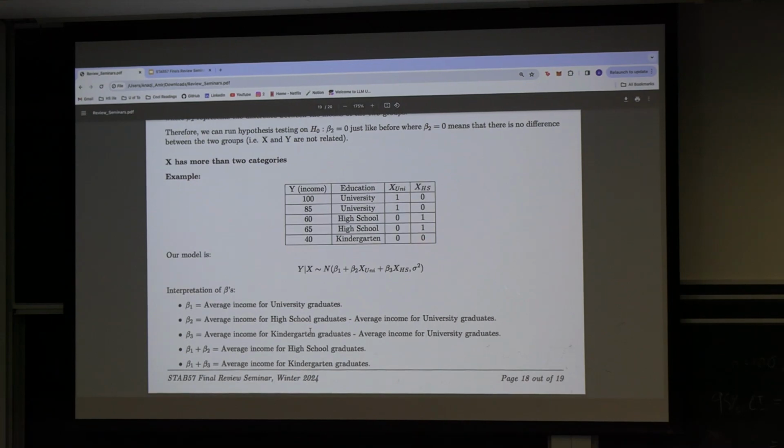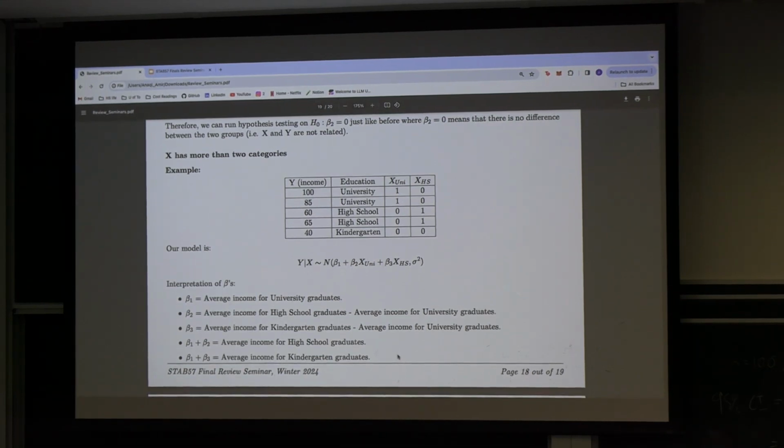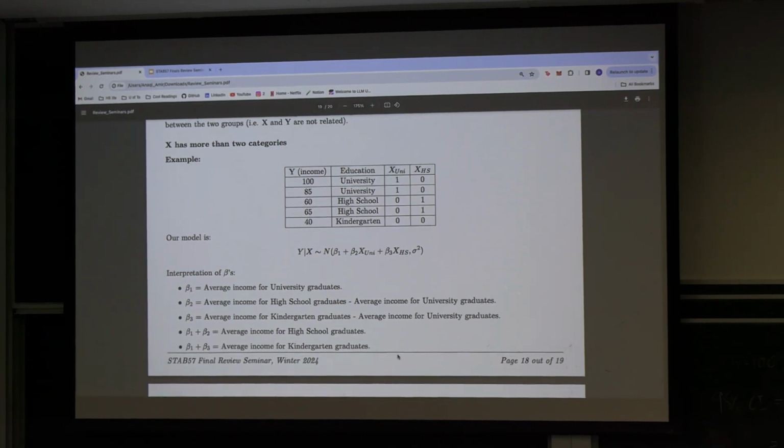And here I just gave you a bunch of interpretation for the betas in this case. Just go through this. It will make more sense with practice, I hope. And I'm pretty sure that your exam is going to have at least one of these questions of interpretations.